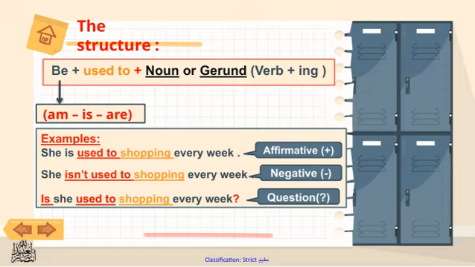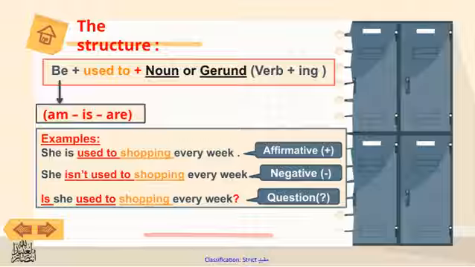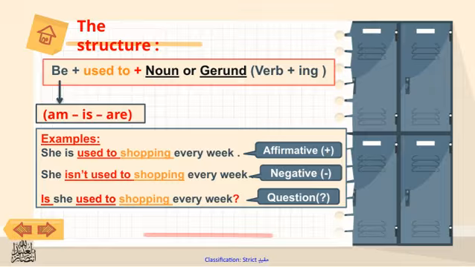It's important to remember that be plus used to plus noun or gerund is a way to express familiarity or habit with something. This structure is very useful in talking about routines or things we're accustomed to. So keep in mind, question forms start with am, is, or are followed by used to, then the noun or gerund. And for negatives, just add not, and for affirmatives, keep it simple with be plus used to. Understanding this structure helps us communicate habits and familiarity clearly and accurately.